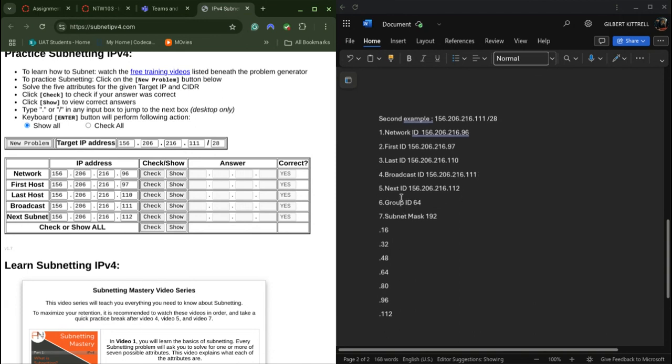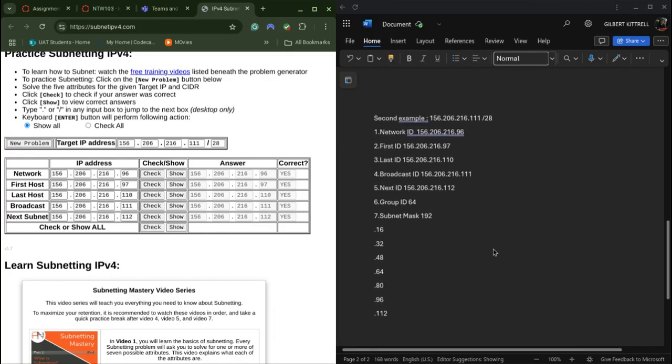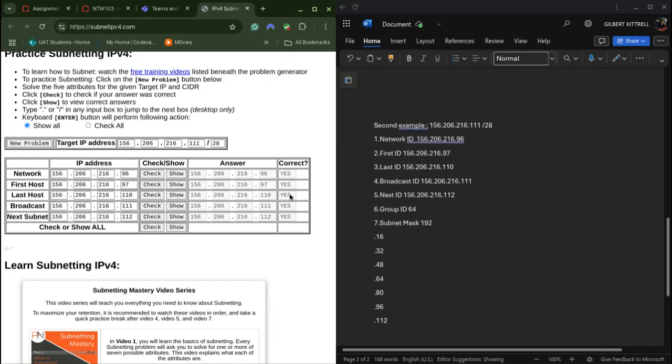Once again, that group ID sits within the 64, so you have 64 IP addresses and subnet mask 192. And then just looking at that, if you check the work, it's all correct. And that's how you use the cheat sheet to figure out subnet questions.